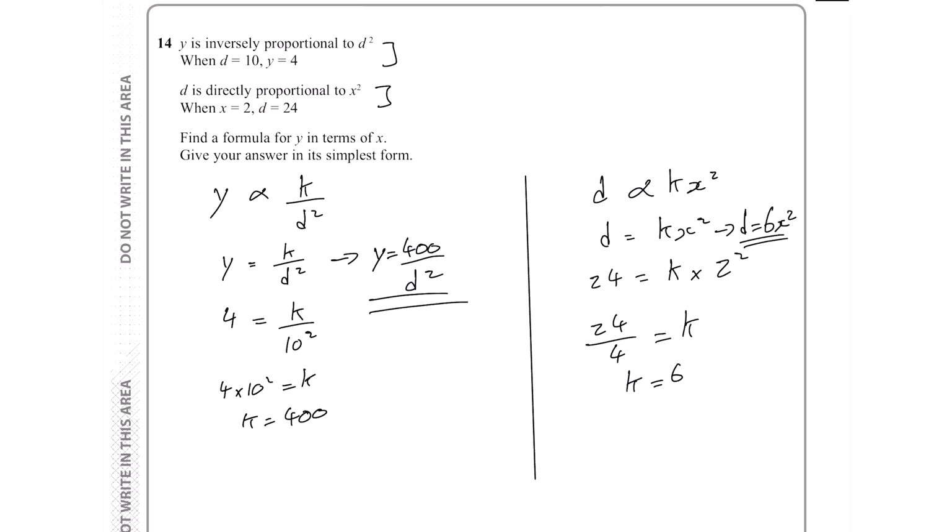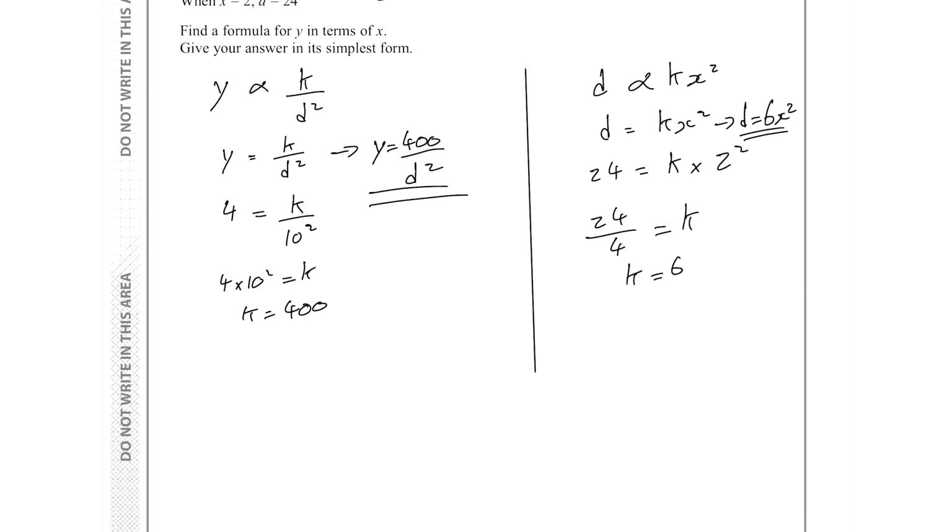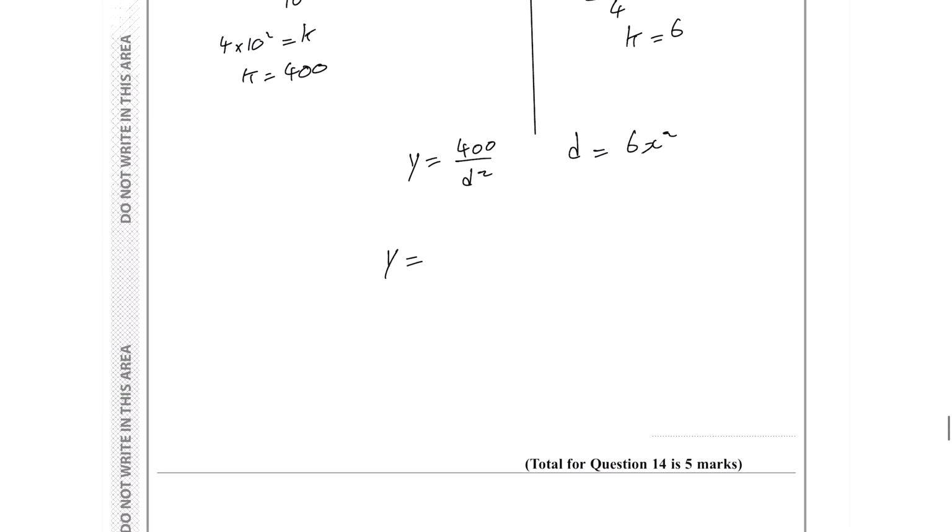So we've got that equation and we've got this equation. It says find a formula for y in terms of x. So all that means is we need y is equal to something. So essentially that's what we want to find. If I write my equations out that I've found, that's y is equal to 400 over d squared, and the other one I found was d is equal to 6x squared. It wants it in terms of x. So if you look at these two formulas, we have y is equal to 400 over d squared, and we have d is equal to 6x squared. Hopefully you can see that we can substitute that into there to get x in there.